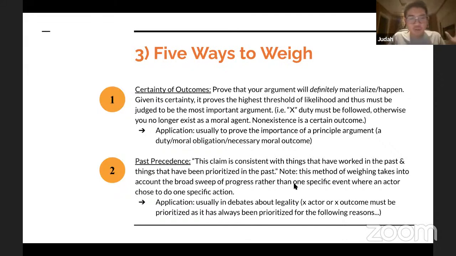So the application is usually in debates about legality. It's kind of like saying, this actor or this outcome has to be prioritized as it has always been prioritized for the following reasons, right? Or it has been recently prioritized for the following reasons. And you do have to point out those reasons, right? So it's like, why is rehabilitation prioritized a bit more? Because it is rooted upon the necessity to reconstruct society or to make society better. As long as it doesn't reach that goal, it is no longer important, or it no longer exists. So that's how you use past precedents to weigh your arguments.